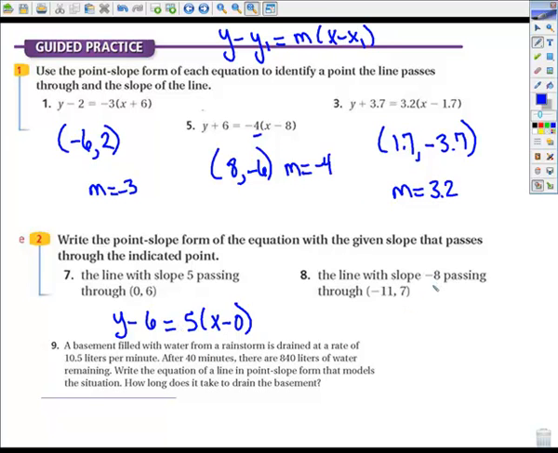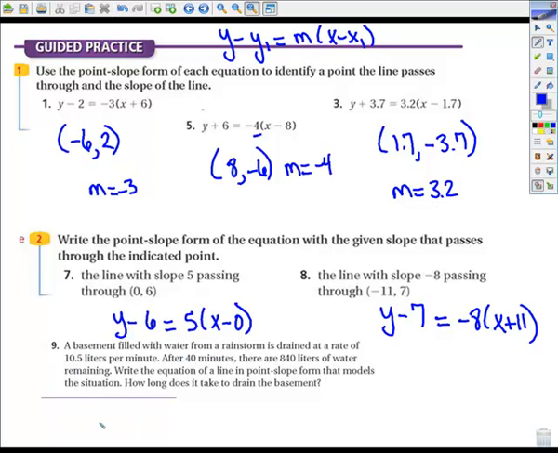Same thing here. Now the slope is negative 8 and it passes through the point negative 11, 7. So let's go ahead and do this one. We have y minus y1, so y minus 7 equals m, negative 8, times x. If I subtract negative 11, that turns it into plus 11. So there's that equation.